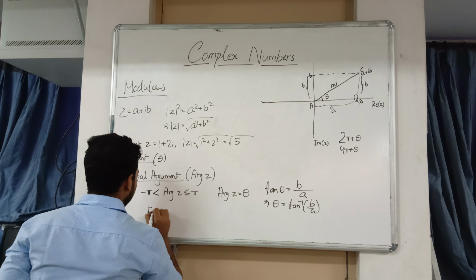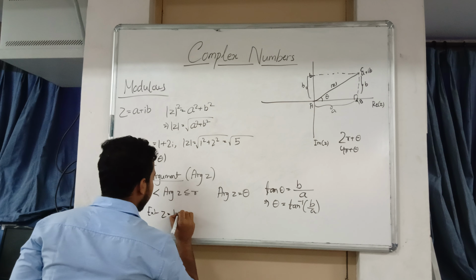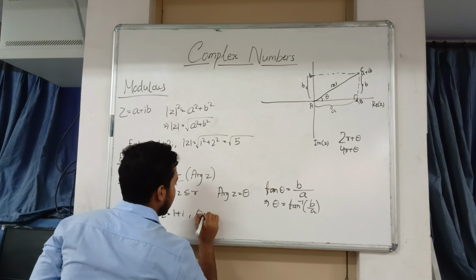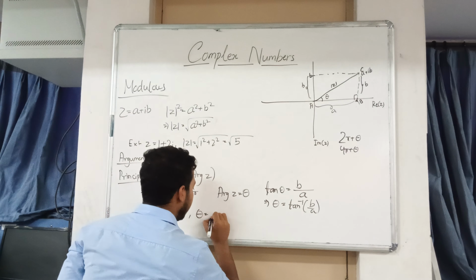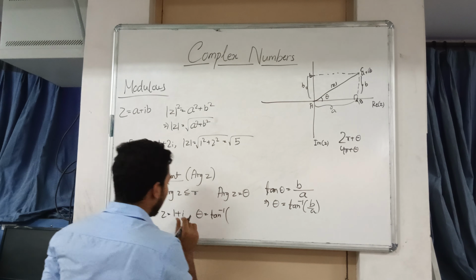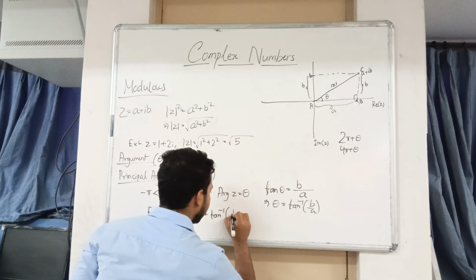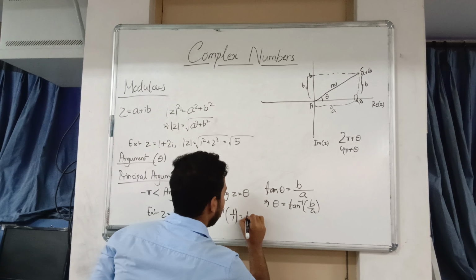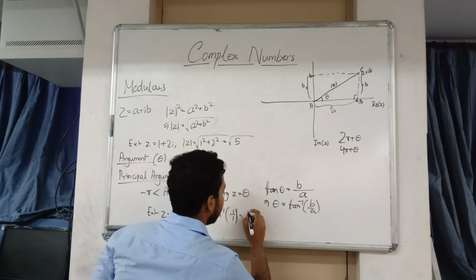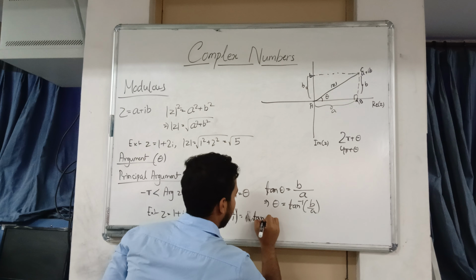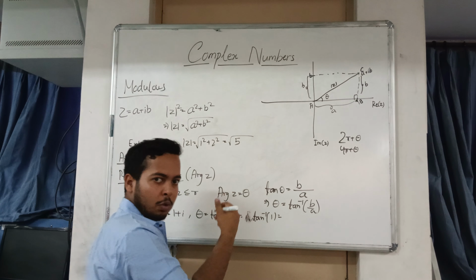Let's take an example. If z is equal to 1 plus i, then the principal argument theta would be tan inverse of 1 divided by 1. That is equal to tan inverse of 1, which equals 45 degrees.